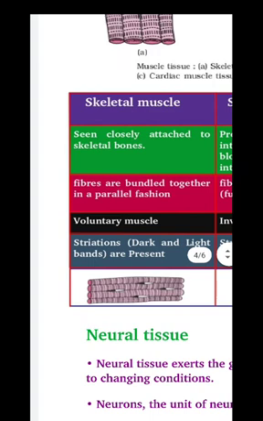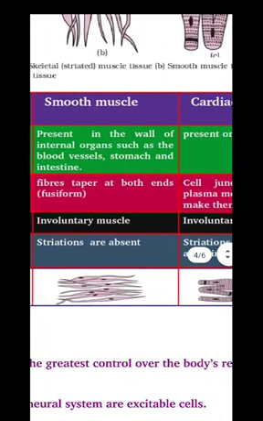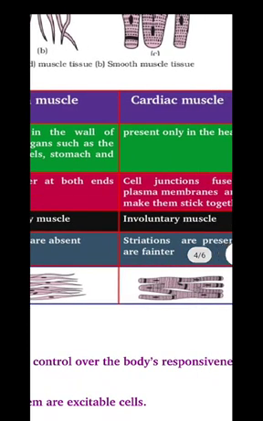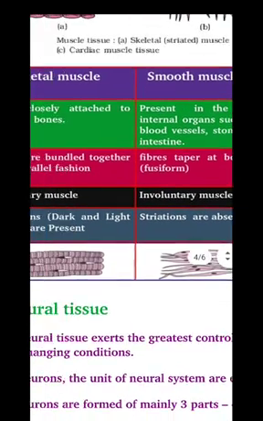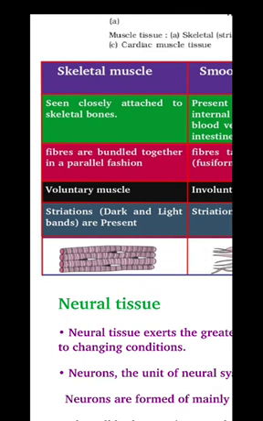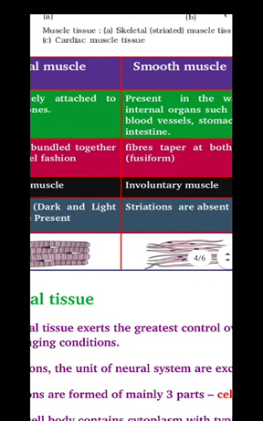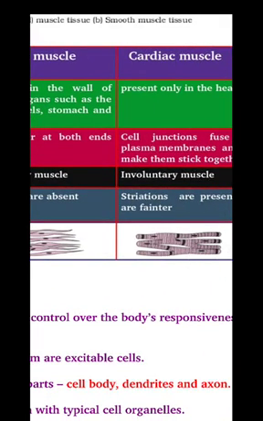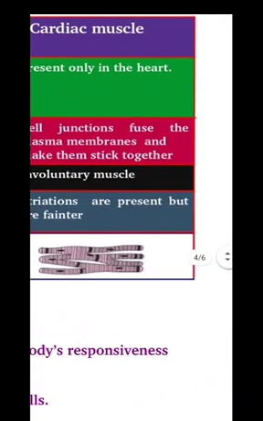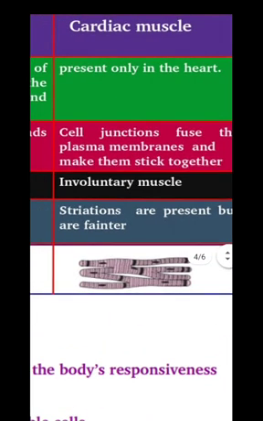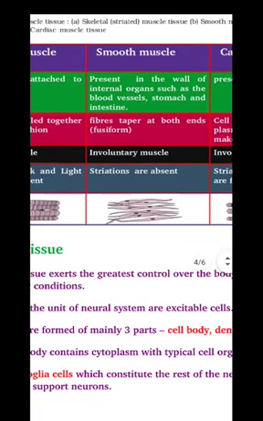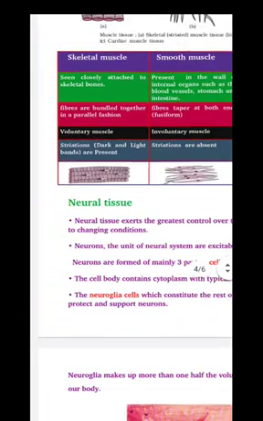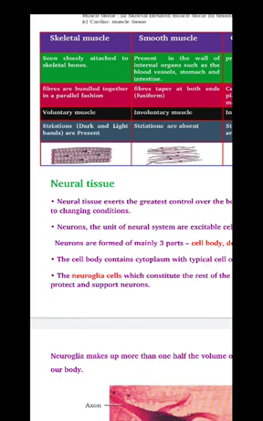And what about the activity? Skeletal muscle is voluntary, smooth muscle is involuntary, and cardiac muscle is also involuntary. About striation: in skeletal muscle, striations, dark and light bands, are present; in smooth muscle, striations are absent; and in cardiac muscle, striations are present but fainter, meaning weak. Okay, so this much about the skeletal muscle.